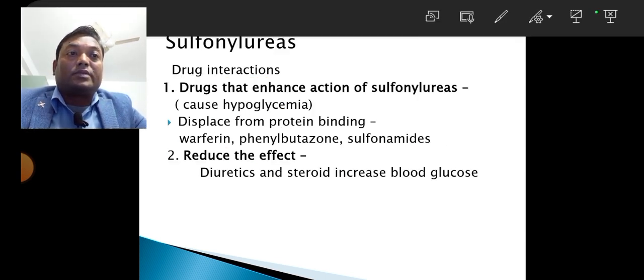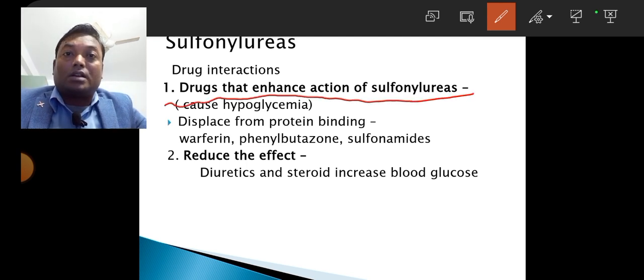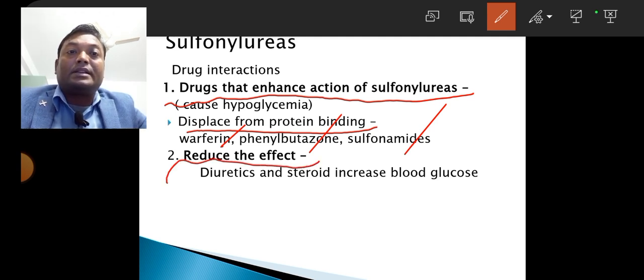Now the drug interactions of sulfonylurea. Drugs that enhance the action of sulfonylurea and cause hypoglycemia by displacing it from protein binding are warfarin, phenylbutazone and sulfonamide. When you take these drugs with sulfonylureas, they potentiate the action of sulfonylurea and cause hypoglycemia. Other drugs, if taken combined with sulfonylurea, reduce its effect.